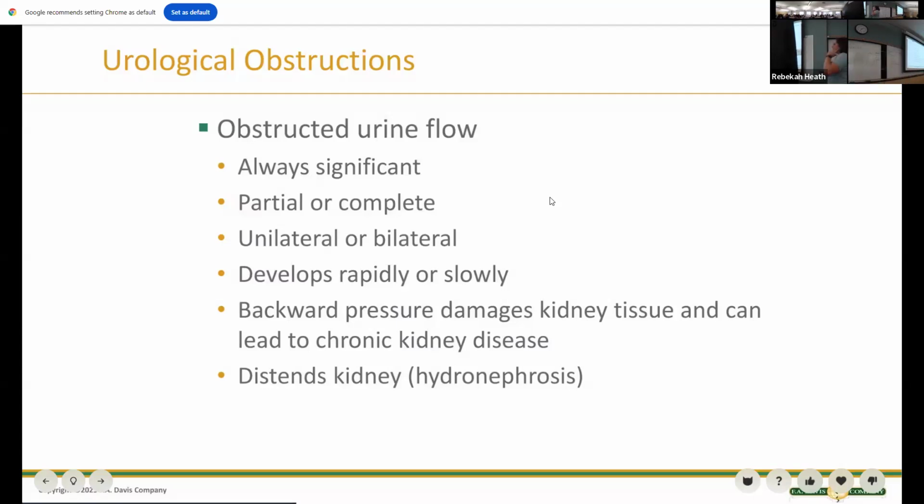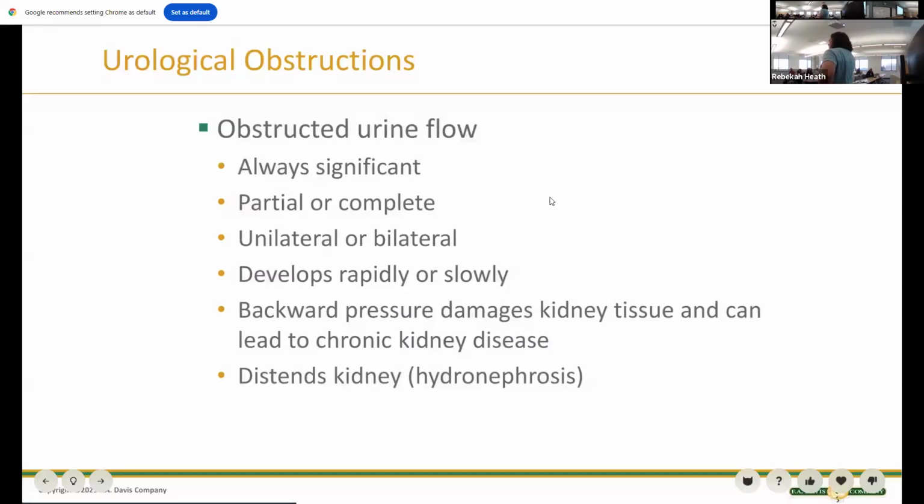So the swelling of the kidney is called hydronephrosis. If we're doing our word building, hydro is water, or oftentimes we call it swelling, and nephrosis, kidney. We know that. When the ureters are swollen, what do you think that's called? Hydro, right?